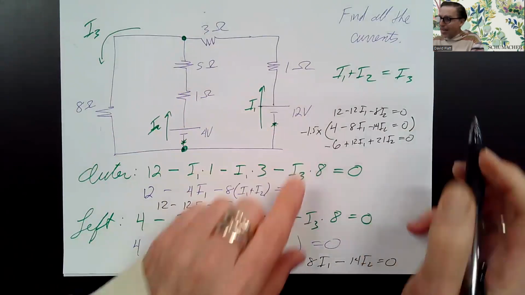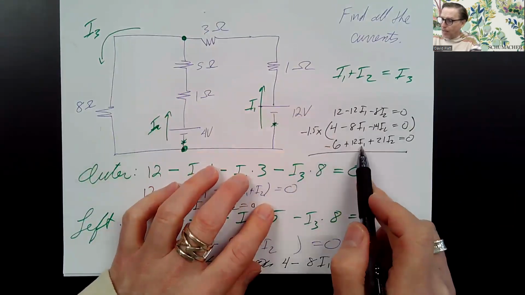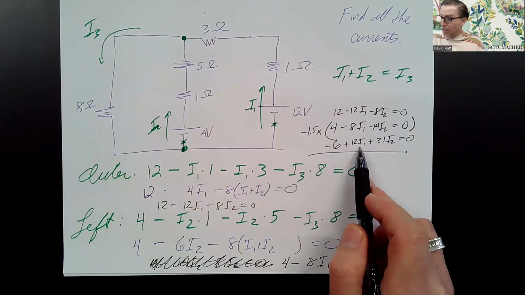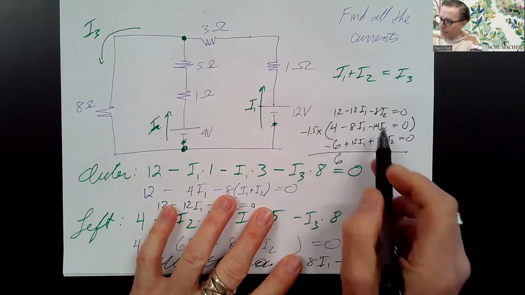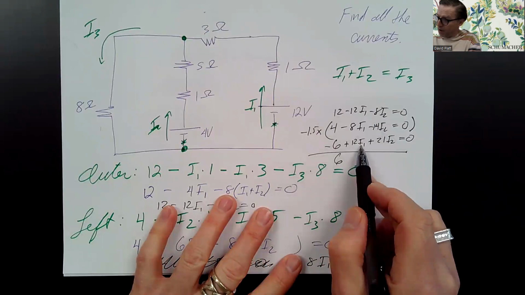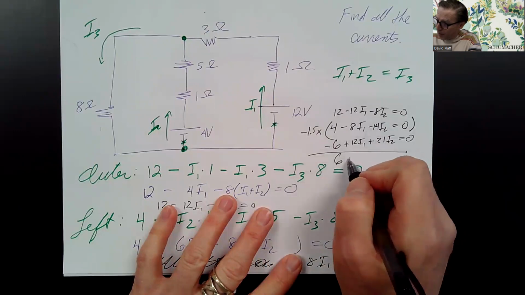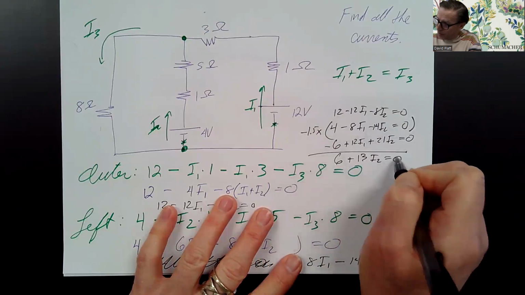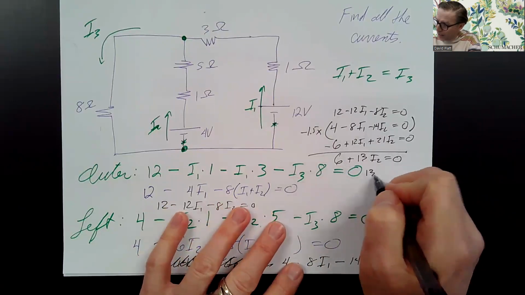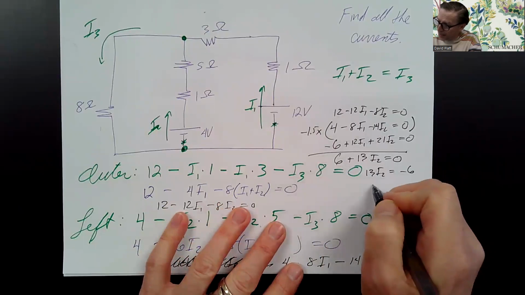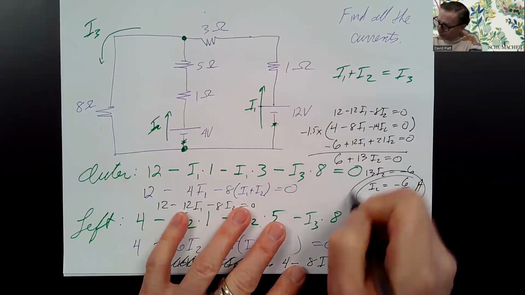And now if I take this equation and this equation and I add them, the negative 12I1 and positive 12I1 add up to 0. So I1 disappears from my equation. So 12 plus negative 6 is 6. Negative 12 plus positive 12 is 0. And 21 minus 8 is 13. Plus 13I2 equals 0. Oh, that's fun. 13I2 equals negative 6. I2 equals negative 6/13 amps.